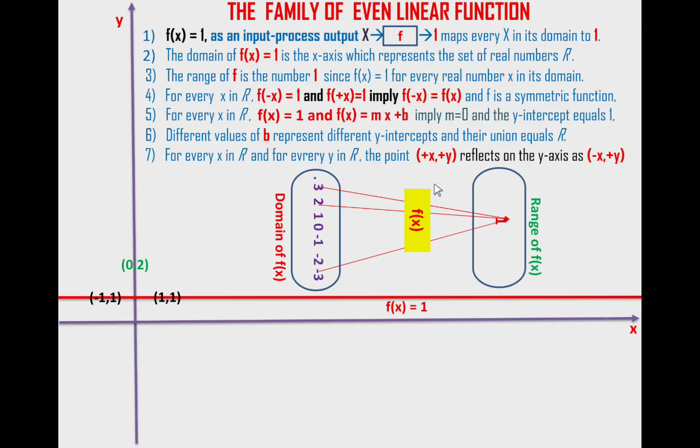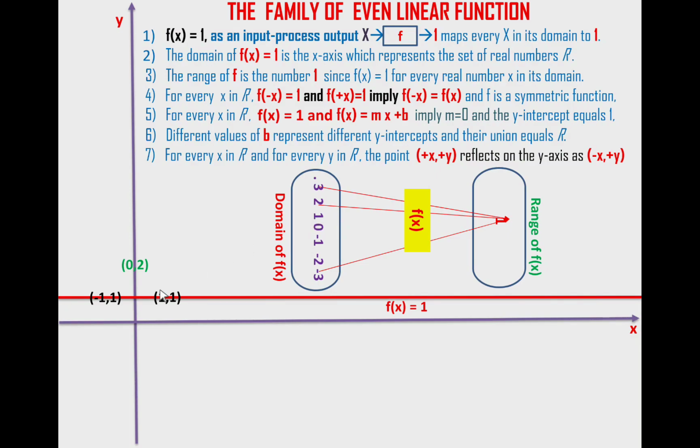Let us check f of x equals 1 against this. We said plus 1 and plus 1, where x is equal to 1 and y equals 1. And this is represented by 1, 1 over here. We said its reflection around the y-axis will be minus x comma plus y. So if x is equal to 1 and y equals 1, then its reflection on the y-axis will be minus 1 comma 1.